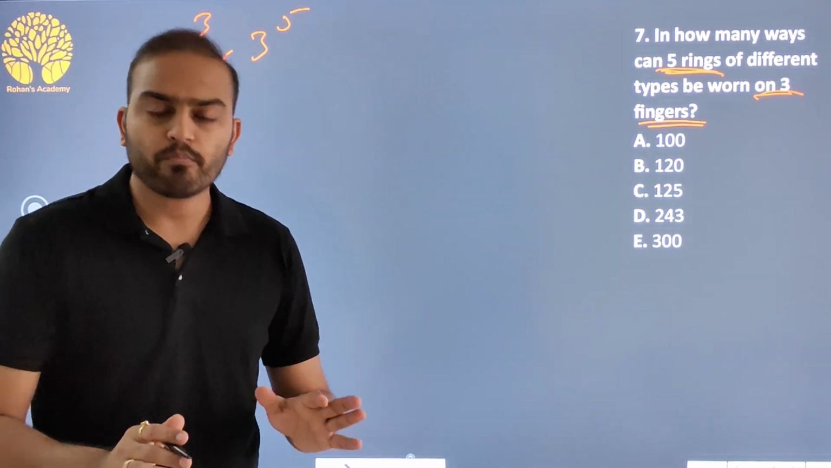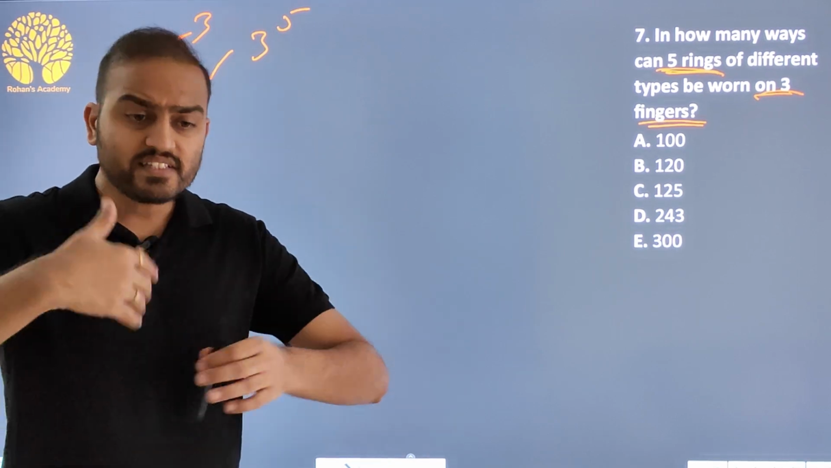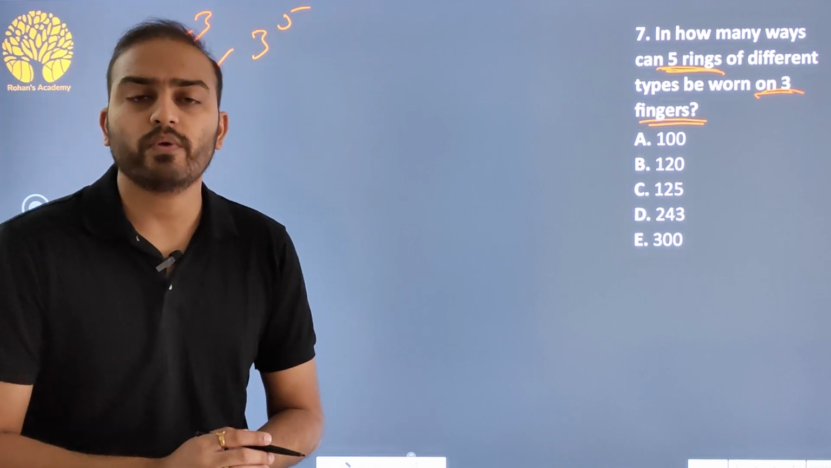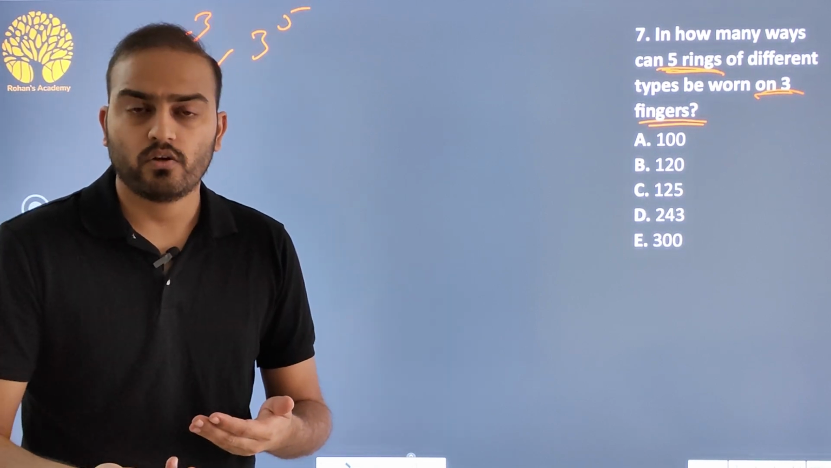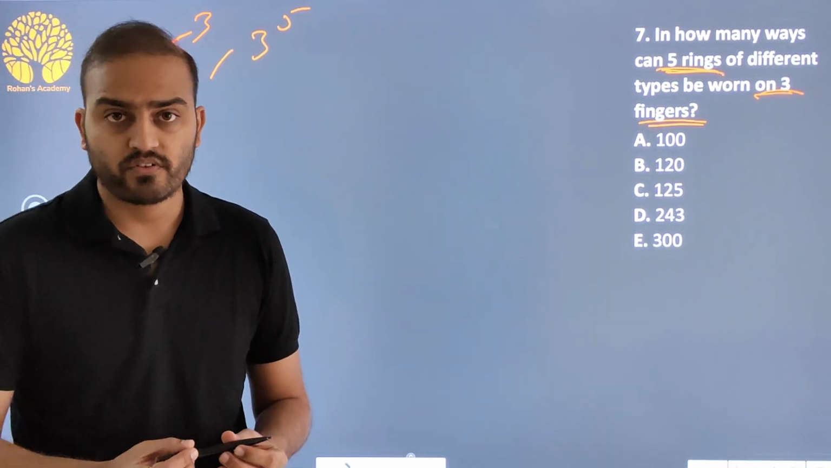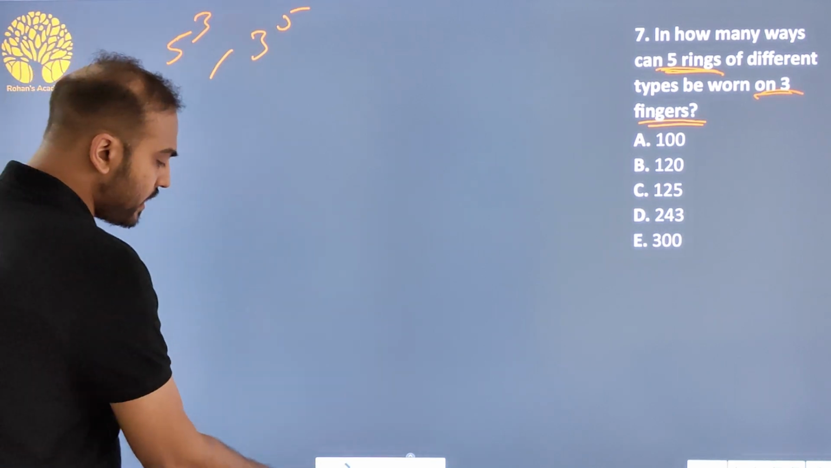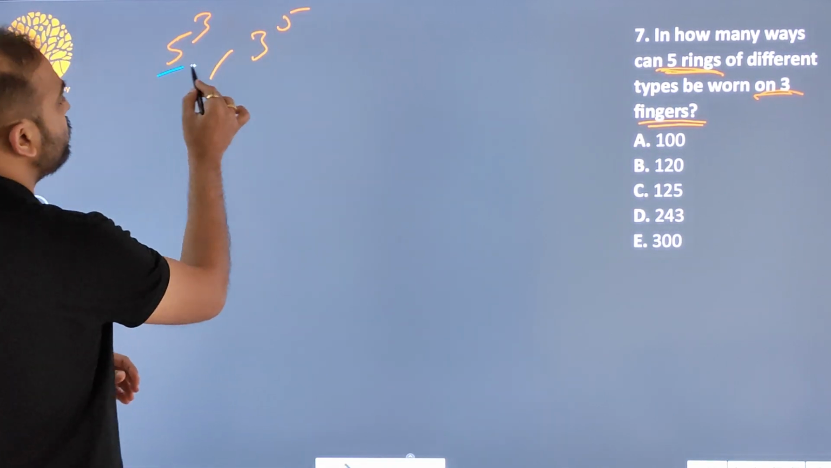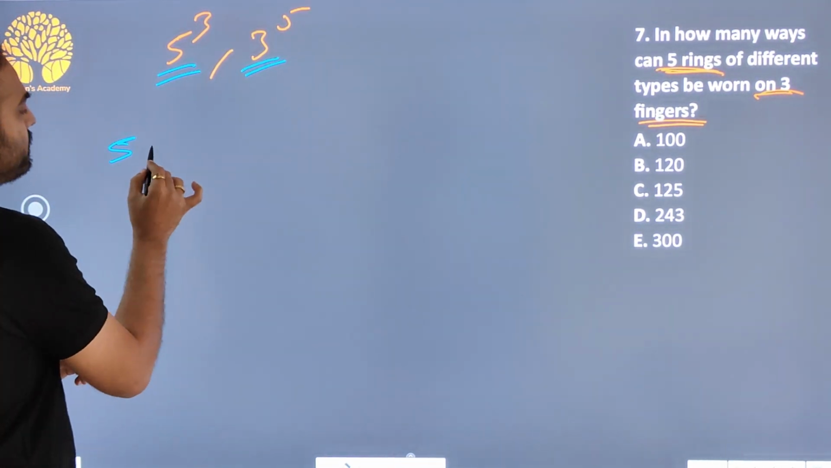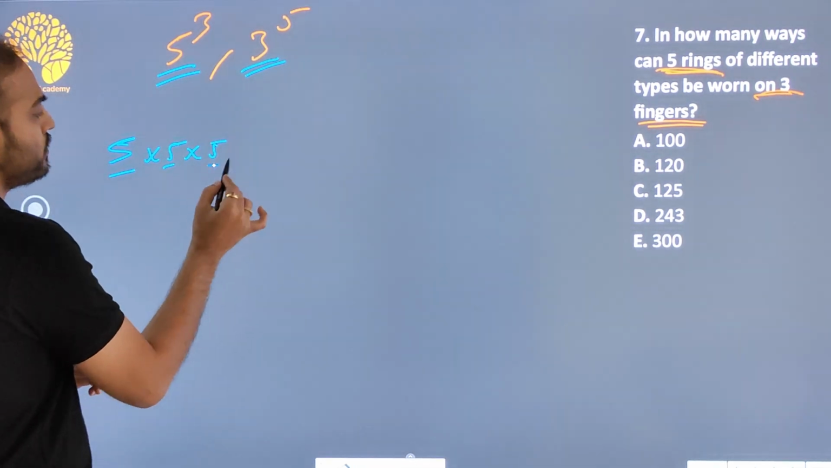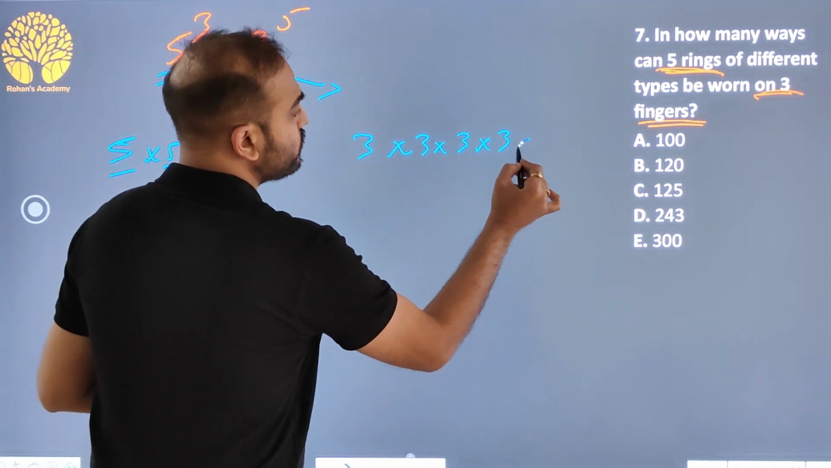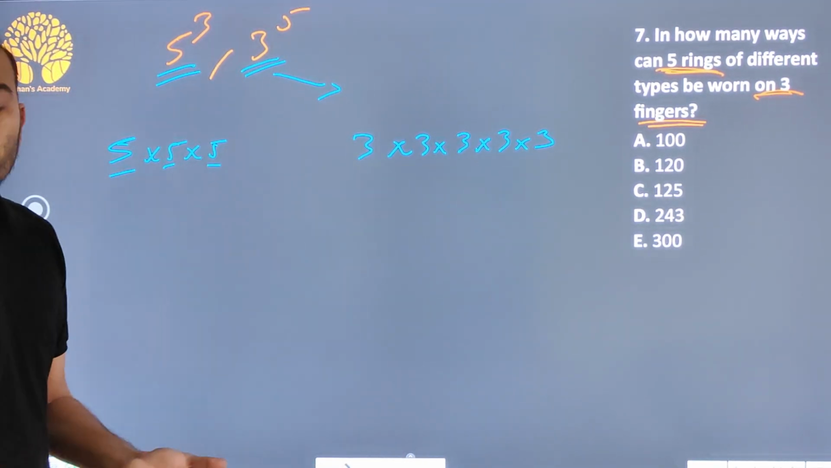Now take a pause for a moment and think, if this happens in real life, you are somebody who likes to wear rings on your fingers, what will happen? What repeats? Can you repeat your finger or can you repeat the ring? Let's understand the difference between the two, 5 power 3 and 3 power 5. 5 power 3 basically means 5 into 5 into 5. 3 power 5 means 3 into 3 into 3 into 3 into 3. Again, which one is correct?